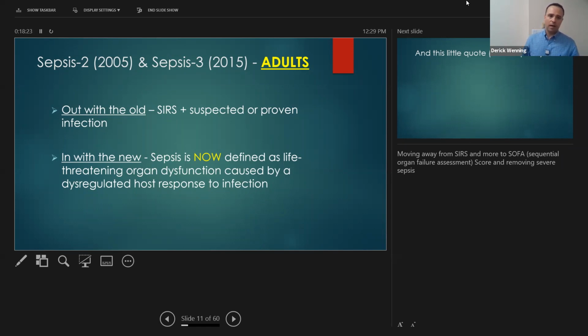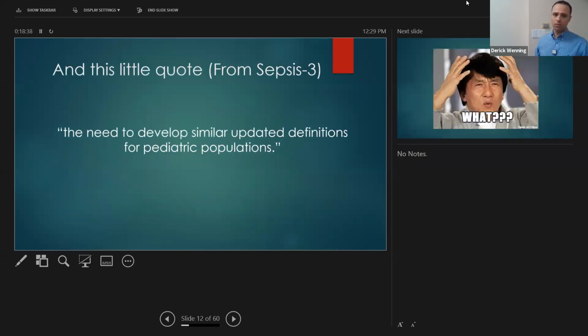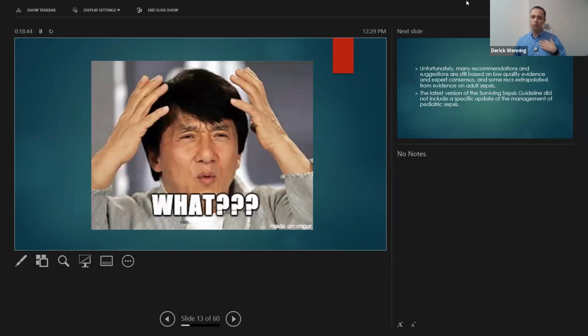So in 2005, it was SIRS plus suspected or proven infection. In the adult population, they now changed it to a defined life-threatening organ dysfunction caused by a dysregulated host response to infection. So that's the adult population. And then for the kids, they changed the definition to, well, we need to just update the definitions. And that's basically what they said. So we really don't have a whole lot of new information.